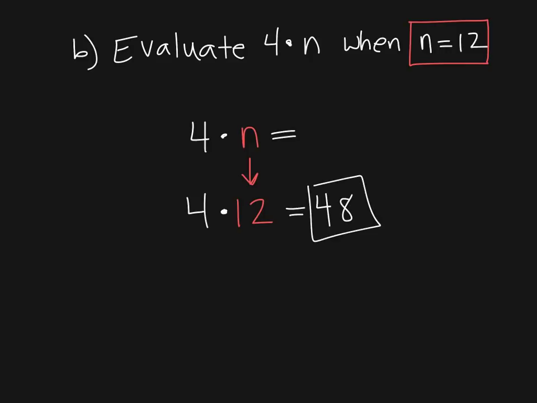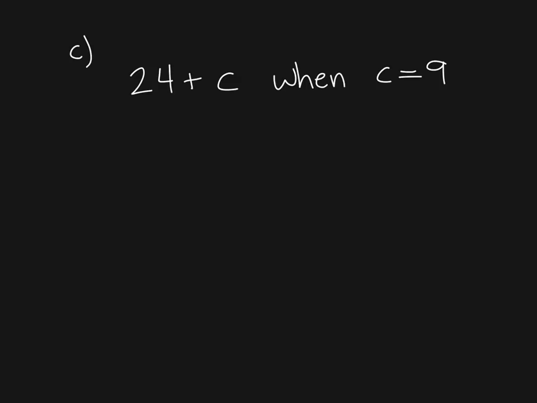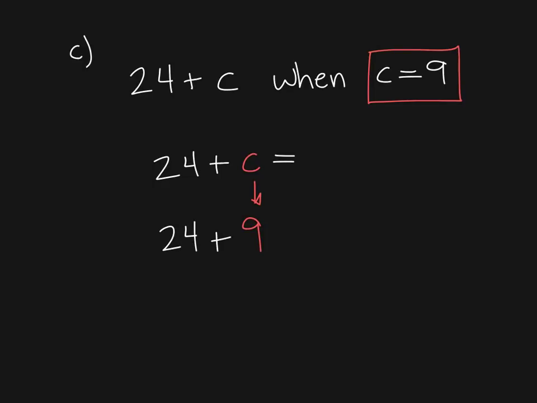So again, I have my variable. I know it equals 12, so I just plug it in. Let's try this one. Now we have 24 plus c when c equals 9. I know that c equals 9, so I just break it down and I plug in my 9, and the rest of it stays the same. And so my answer would be 33.